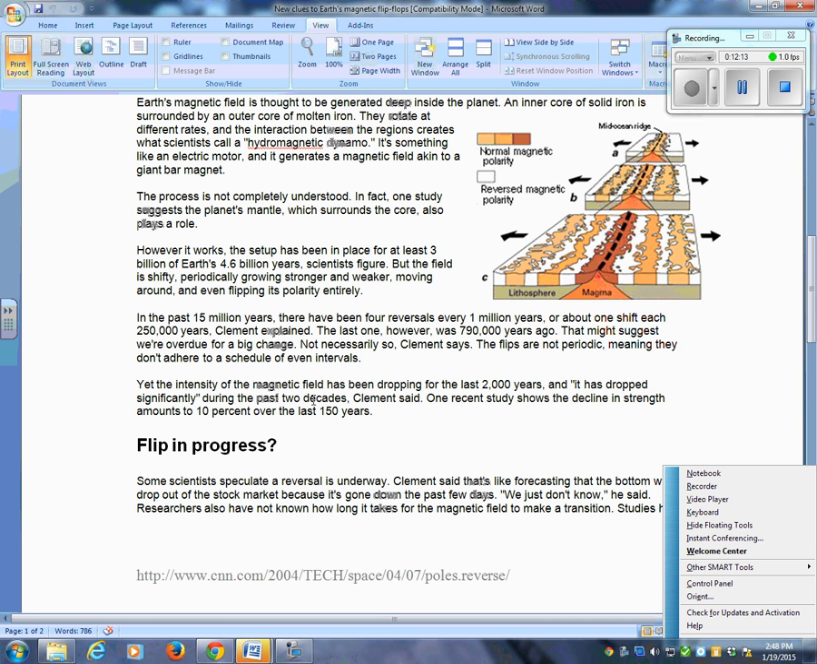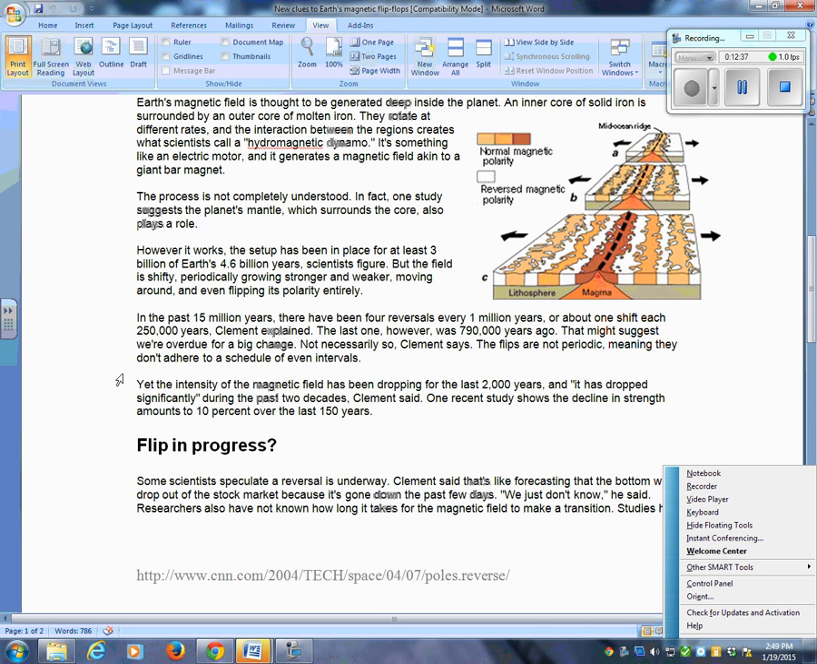The flips are not periodic, meaning they don't adhere to a schedule of even intervals. Sometimes it might be 250,000, sometimes it might be 790,000, right? Quite likely, though, we are in the process of flipping it. Now, does that mean tomorrow we're all going to wake up and birds are going to fly north? No. Doesn't mean that.